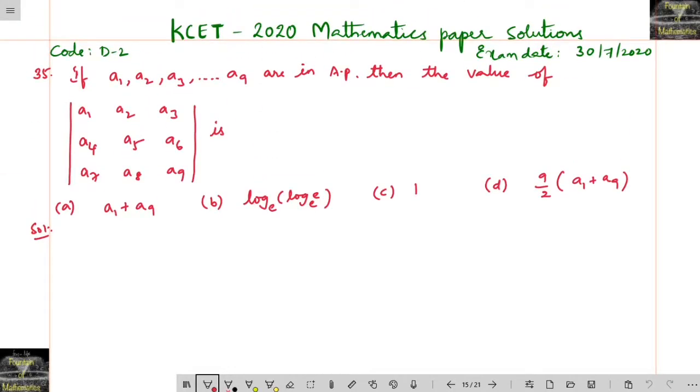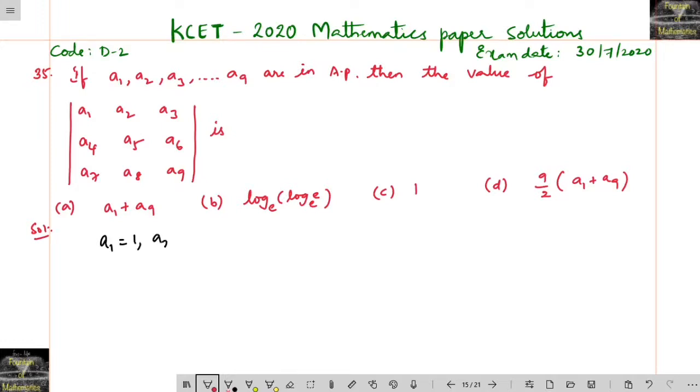Question number 35. If A1, A2, A3 and so on up to A9 are in AP, then the value of the determinant of A1, A2, A3, A4, A5, A6, A7, A8, A9 is, 4 options. A1 plus A9, B log e to the base e, third option 1 and fourth option 9 upon 2 of A1 plus A9. So let's check this. I think it's a sequence and series problem. We can go with the verification by considering 9 natural numbers also. Very simple thing we can verify.